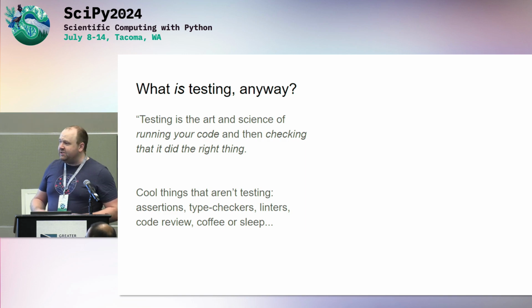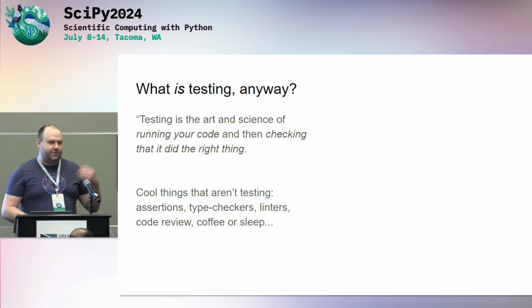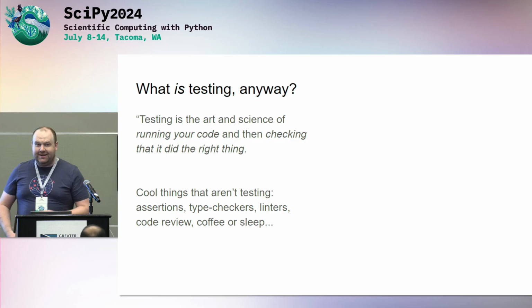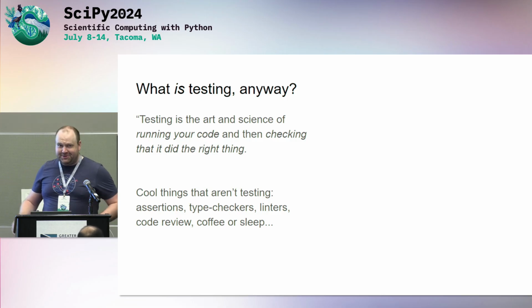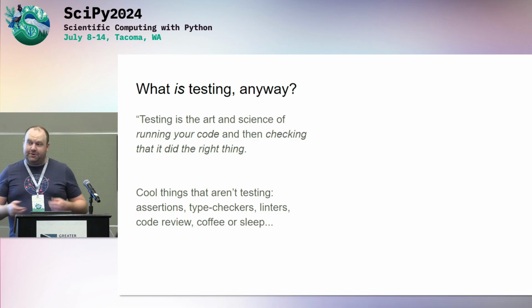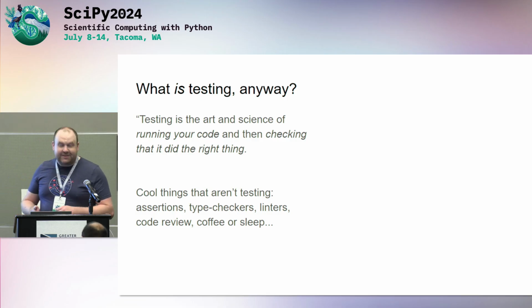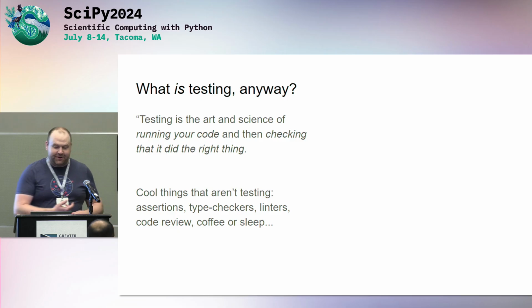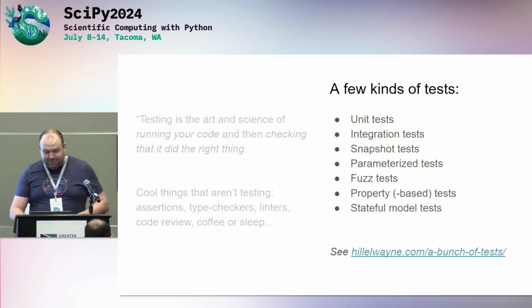There are a lot of cool things you can do to improve your productivity or improve your code quality that are not testing. I think many of these things are good, but I'm not going to be talking about them in this because they're not testing. You know, you can use assertions in your code, not just your tests. You can use type checkers, linters, get a colleague to review your code. You can have coffee and or sleep, on good days both.